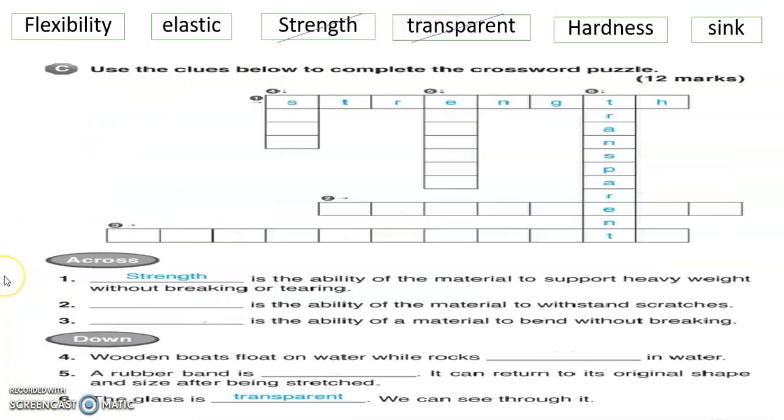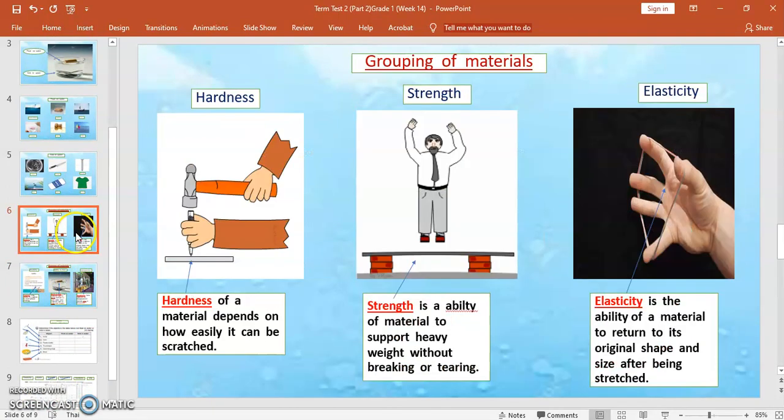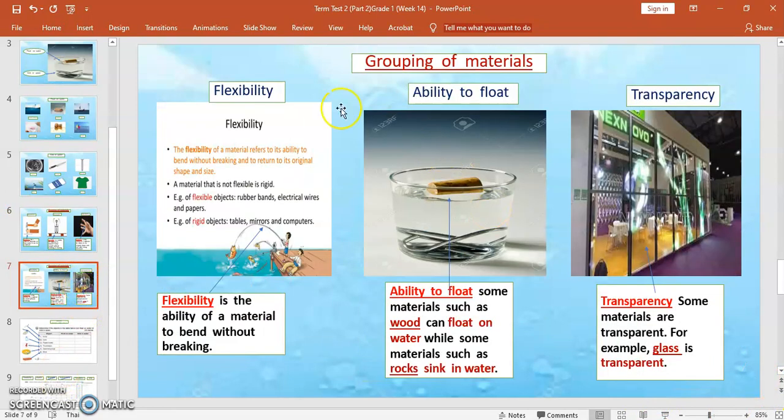Again, number 1 is hardness. Number 2, strength. Number 3, elasticity. Number 4, flexibility. Number 5, ability to float. And number 6 is transparency. This is transparency, or transparent.